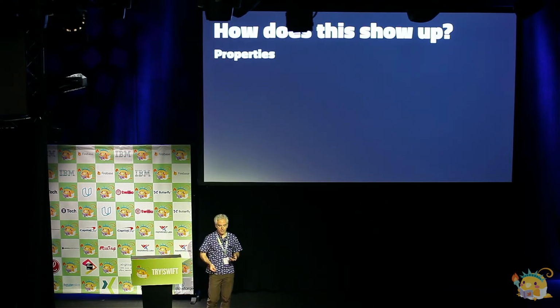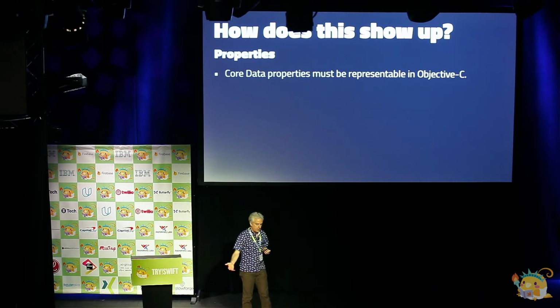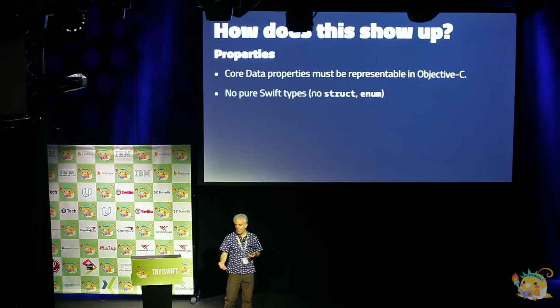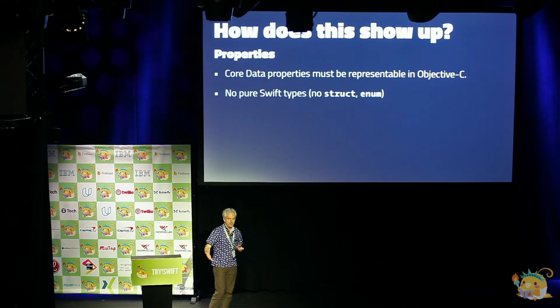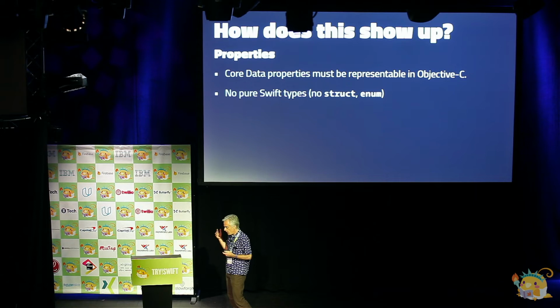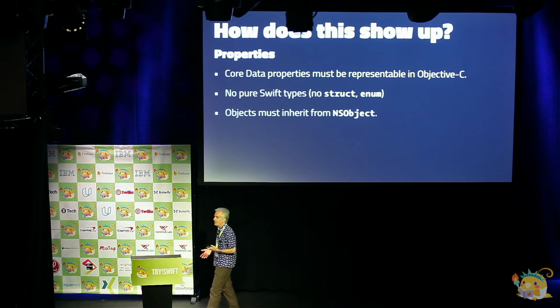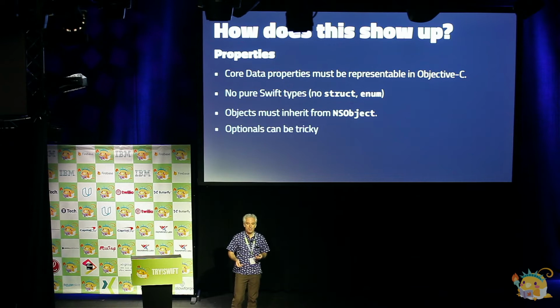Where this really becomes a problem is with Core Data's properties. When you have properties of your model objects, anything that Core Data is going to store has to be something that Objective-C can represent. And so this means, for example, you can't have pure Swift types like structures or enums as your properties on your model objects, unfortunately. We'll talk about that a little more later on. But even if you go with objects as your properties, they have to inherit from NSObject. So again, no pure Swift classes there, unfortunately. Optionals can be tricky. There are some real stumbling blocks there. I'll cover that in more detail in a couple of slides.